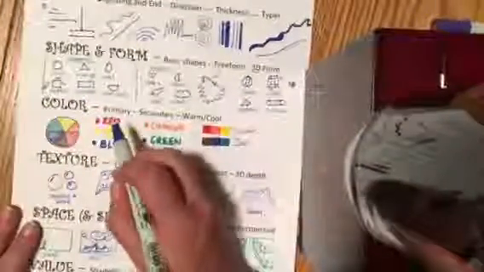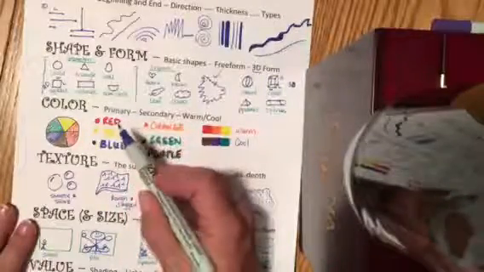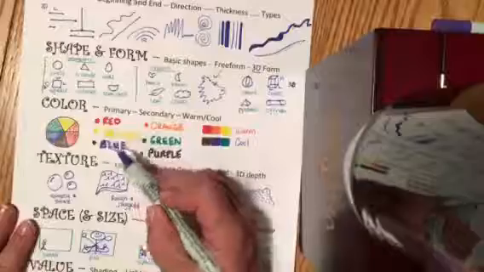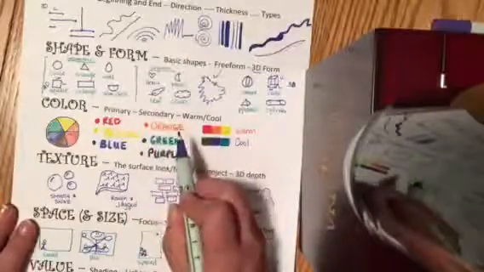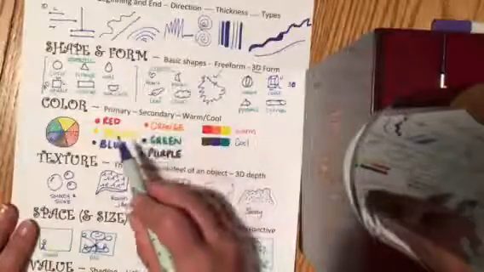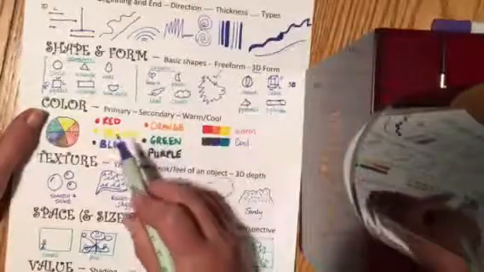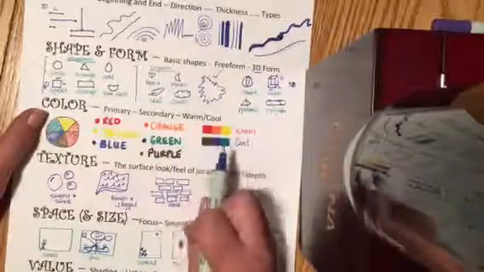And we have color, which I'm sure you're familiar with. Primary colors: red, yellow, blue. They make up every color you can possibly think of. Secondary: orange, green, and purple. Red and yellow make orange, yellow and blue make green, blue and red make purple. They can show warmth, they can show cool.